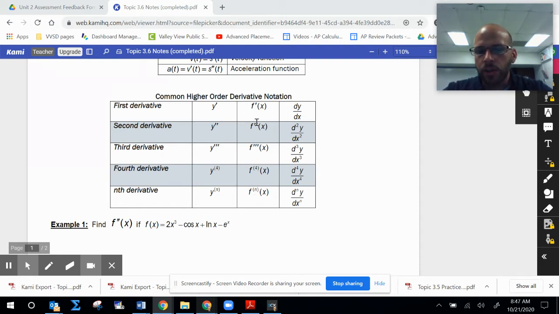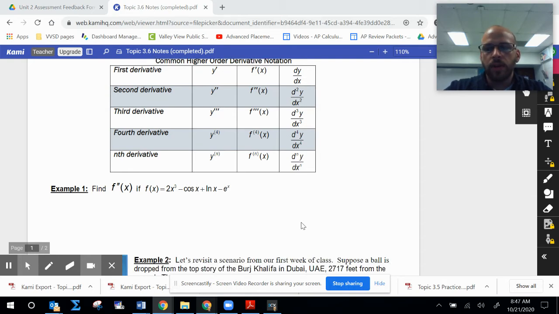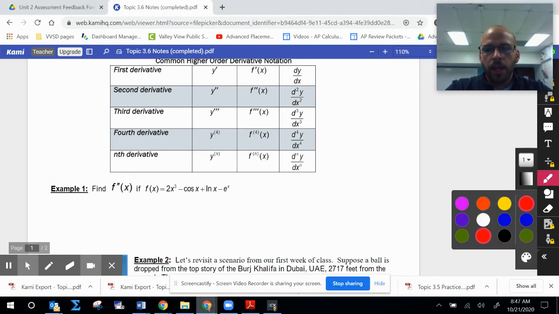Same thing with function notation. And then I want you to take a look at the notation for dy over dx. So dy over dx is the first derivative. d squared y over dx squared, d cubed y over dx cubed, and so on and so forth. So we're going to try to use proper notation throughout this lesson. And if you have any questions, please email me.